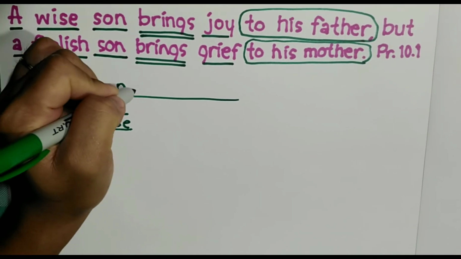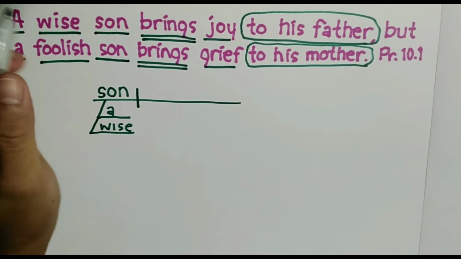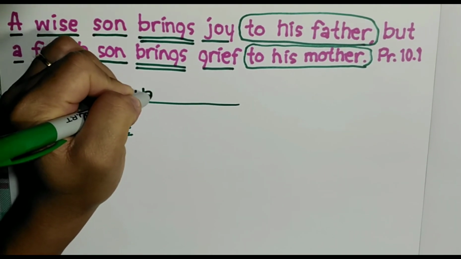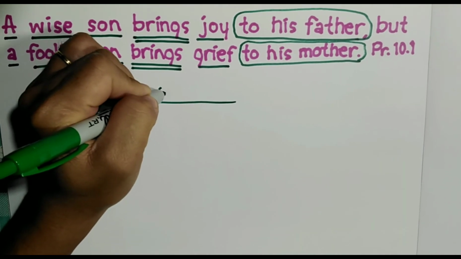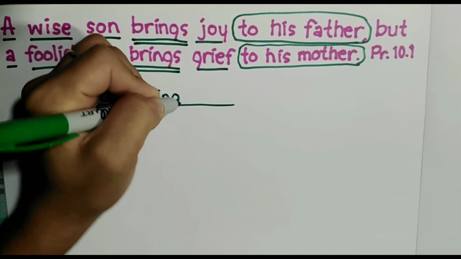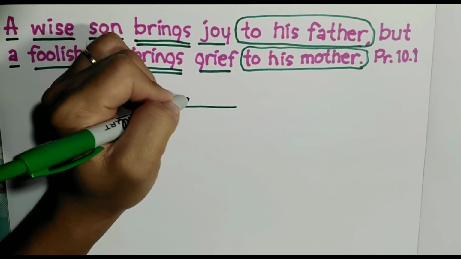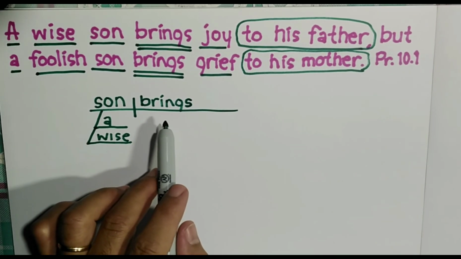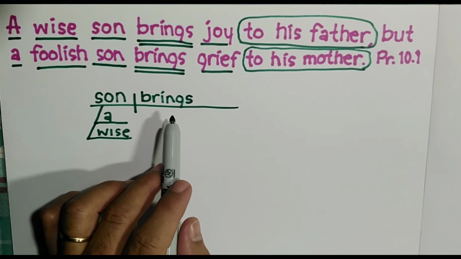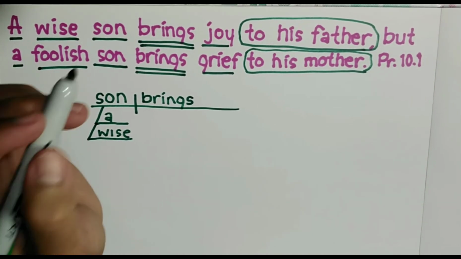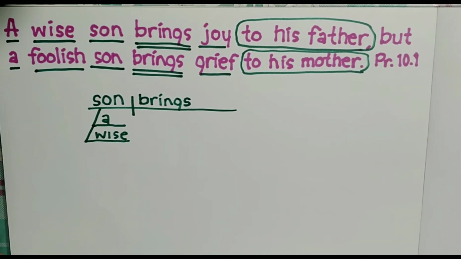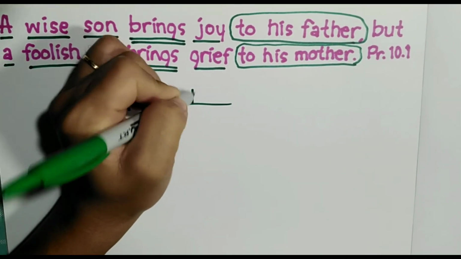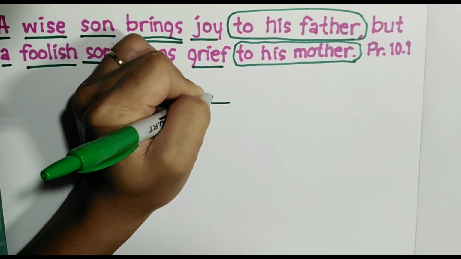Now this is the subject, and what's the verb? This one, brings. Let me write the word brings. Take note that in our baseline we will only put subject, verb, and direct object. Okay, brings. So this verb is actually present tense. And then what else? Do we have a direct object? Yes. Son brings what? Joy. So I'll put joy here.